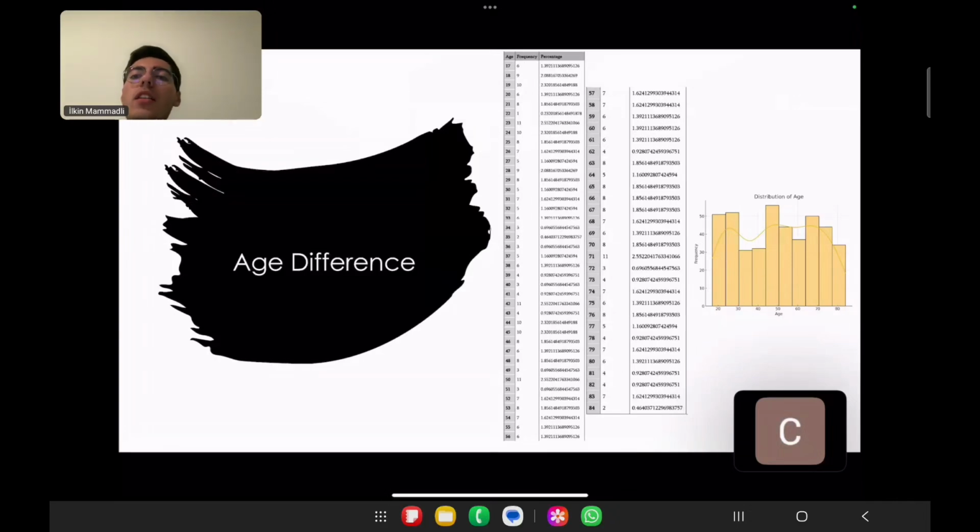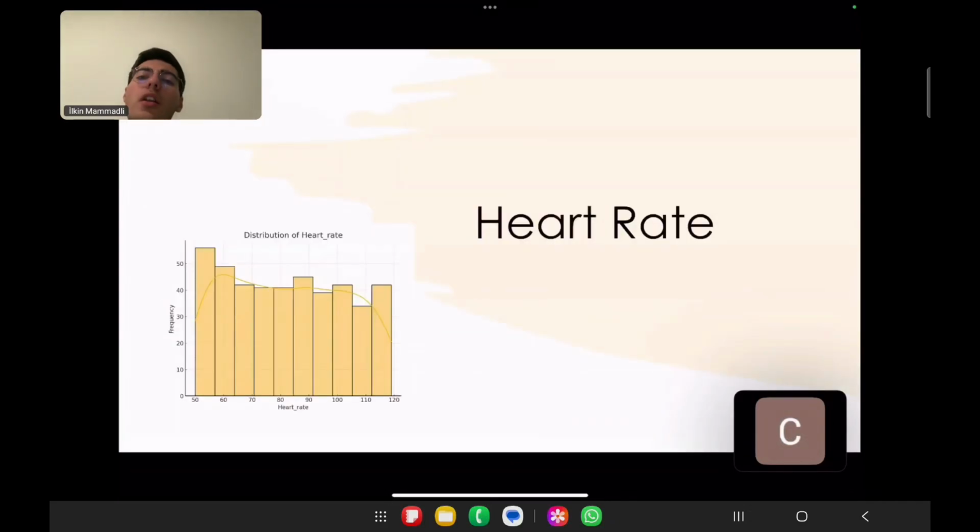Age is another critical factor when analyzing health conditions. Here we compare the age of patients with and without arrhythmia to determine if older individuals are more likely to be affected. Understanding the age distribution helps us identify at-risk populations. In our data, our age interval is from 17 to 84, and our median age in this data is nearly 45. So let's switch to the heart rate.